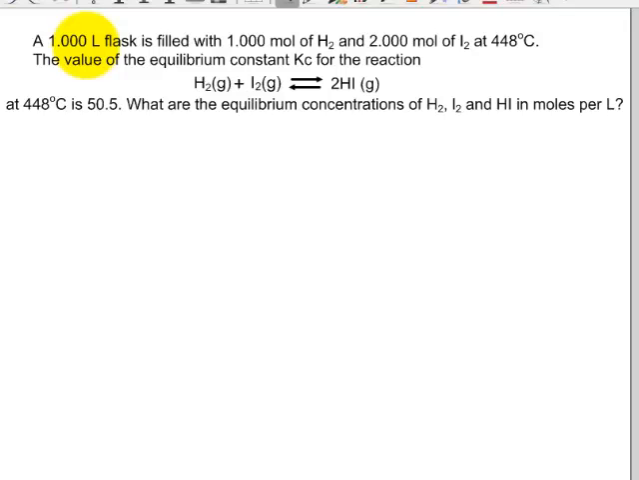Okay, that one was kind of hard, huh? This one's even harder. A 1 liter flask is filled with 1 mole H2 and 2 moles I2. Nice, they gave us a 1 liter flask, so these moles are the same as molarity. So we don't have to worry about that. Well, we know now the value of the equilibrium constant Kc, it's 50.5. What they want to know now is what are the equilibrium concentrations of H2, I2, and HI. So this is essentially backwards of the problem from before, because before we were plugging in equilibrium values and finding K. Now we're plugging in K and finding equilibrium values.